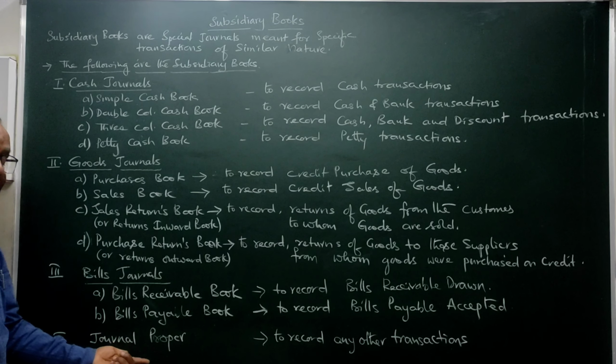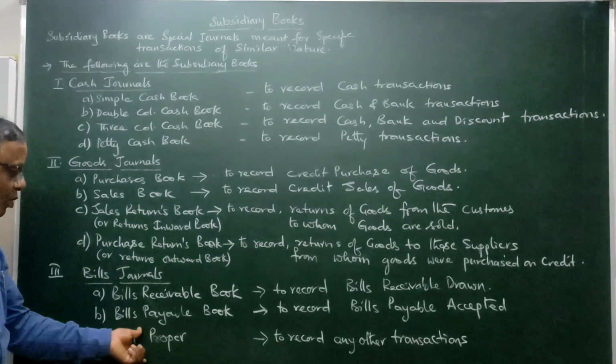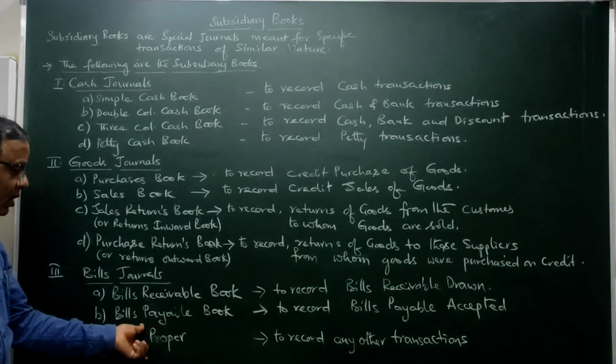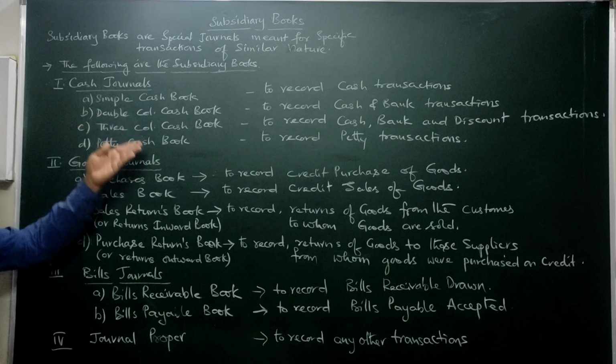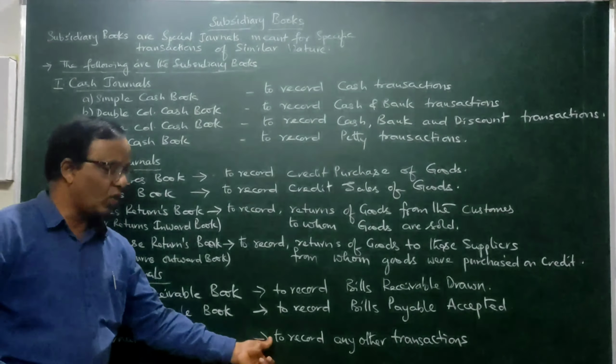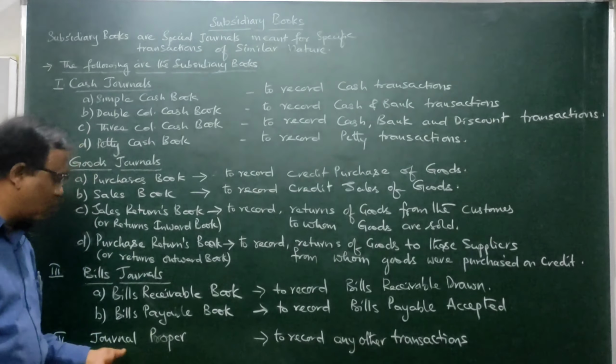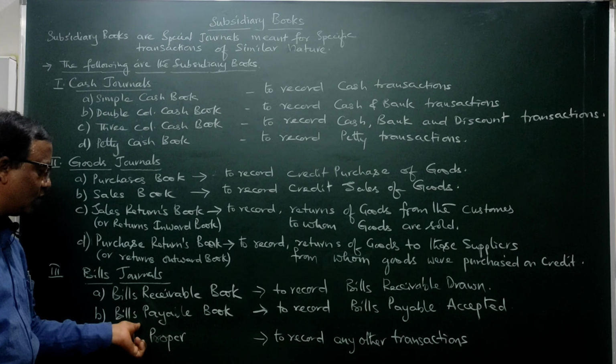Then the last one is called journal proper. What is journal proper? See, among all these, this is the last one. In other words, all those transactions which are not recorded in any of the earlier books, you will be recording here in this journal proper. So this is nothing but the last one, journal proper.